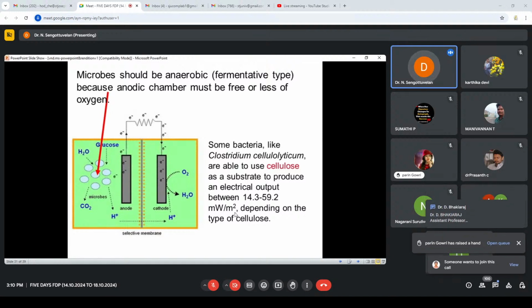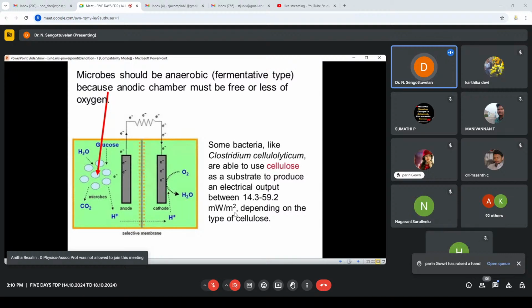However, what is the advantage? This power we are harvesting from a waste, not from anything else. That is the most important thing. So we are harvesting from a waste, so the power is acknowledgeable.